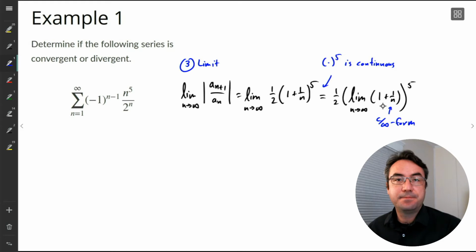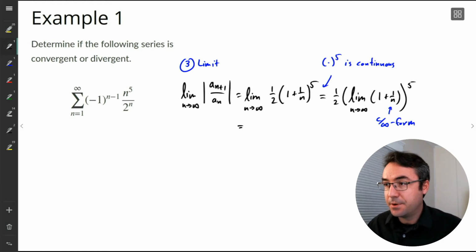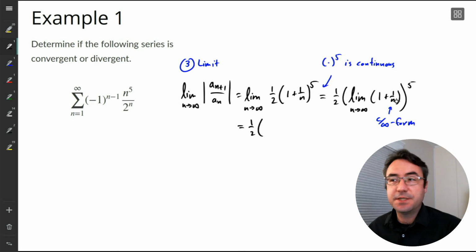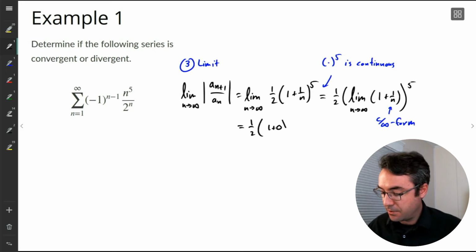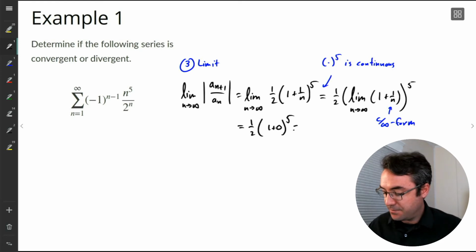And then everything else is just constants. So what do we end up with? Well, we end up with the 1/2 in front. And then the limit of 1 is 1, and the limit of 1 over n is 0. So we end up with 1 plus 0 all raised to the power 5. And if we simplify that down, you get 1/2.